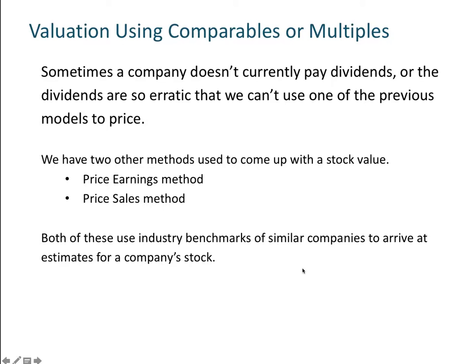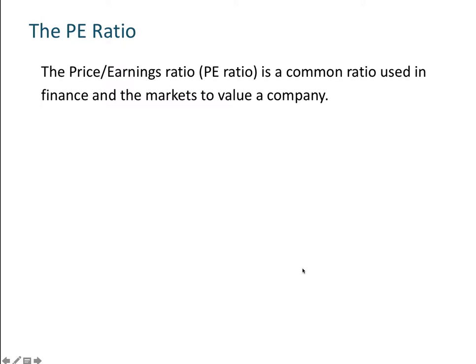Basically, analysts go out and look at a bunch of different companies all over the world, and they group them into industries. So in software development, you might have a Google, an Apple, an Oracle, Salesforce.com, something like that. And they look at benchmarking the relationship between their price and their earnings. The PE ratio is one of the most commonly used ratios you'll see in finance and in the markets.